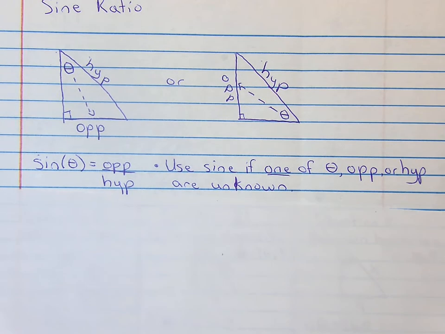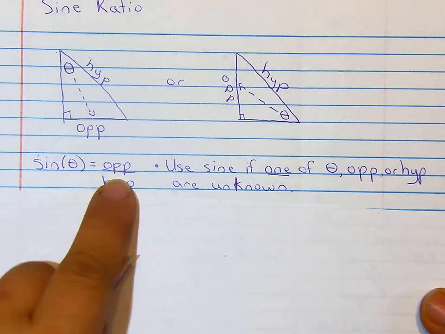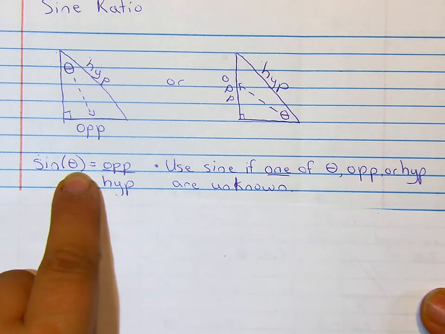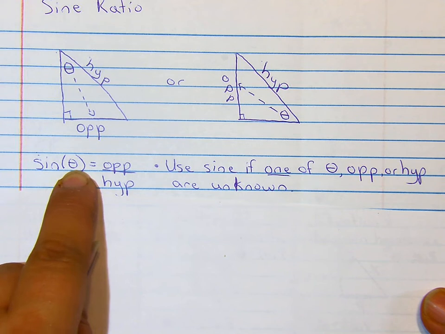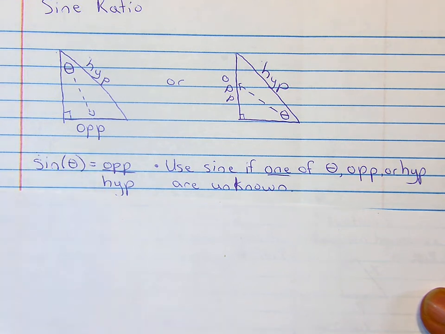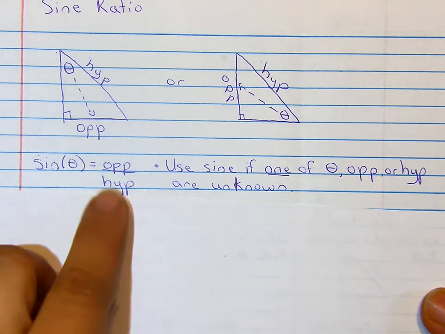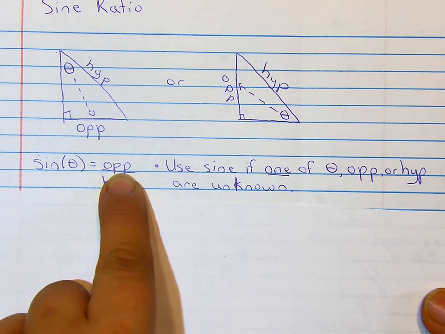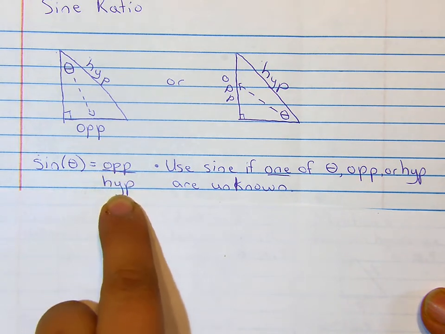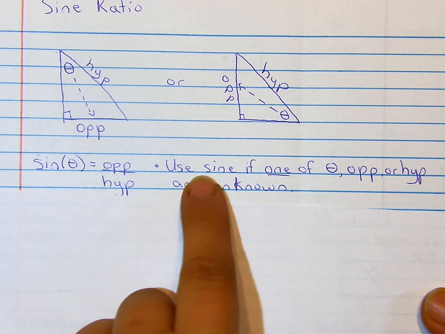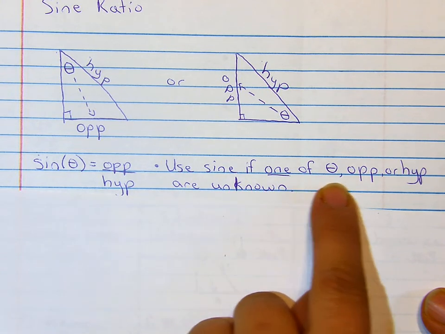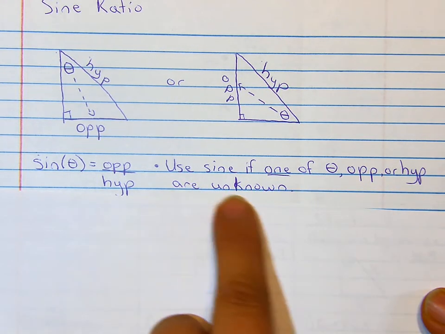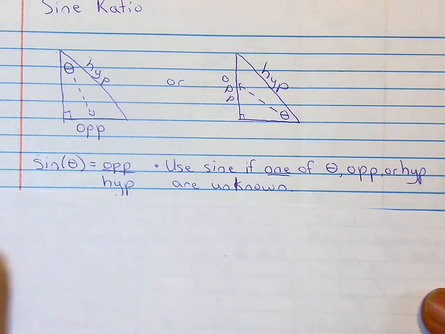So the sine is going to be the sine of theta, again using your calculator, times, entered an angle, equals opposite divided by hypotenuse, a division problem. Use the sine if one of these pieces is unknown.